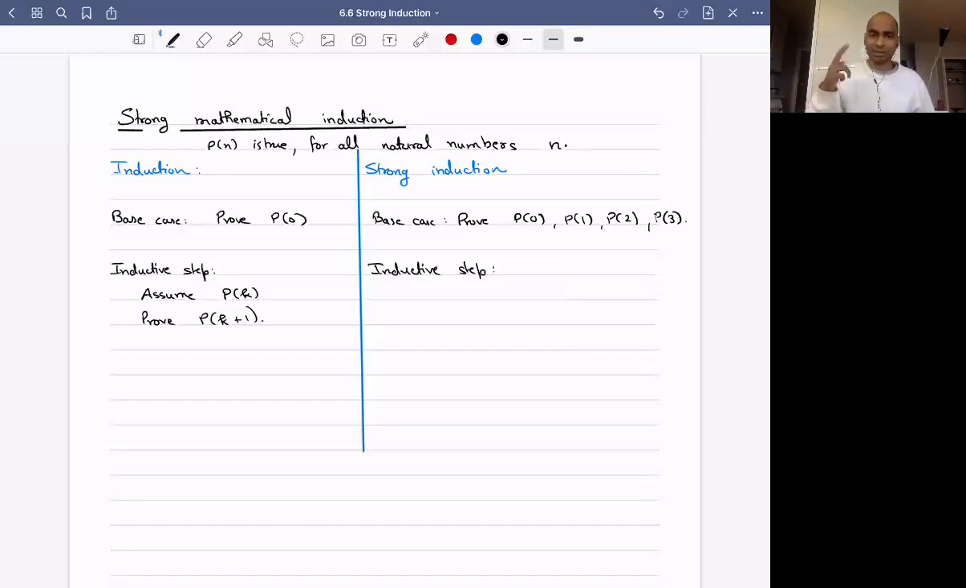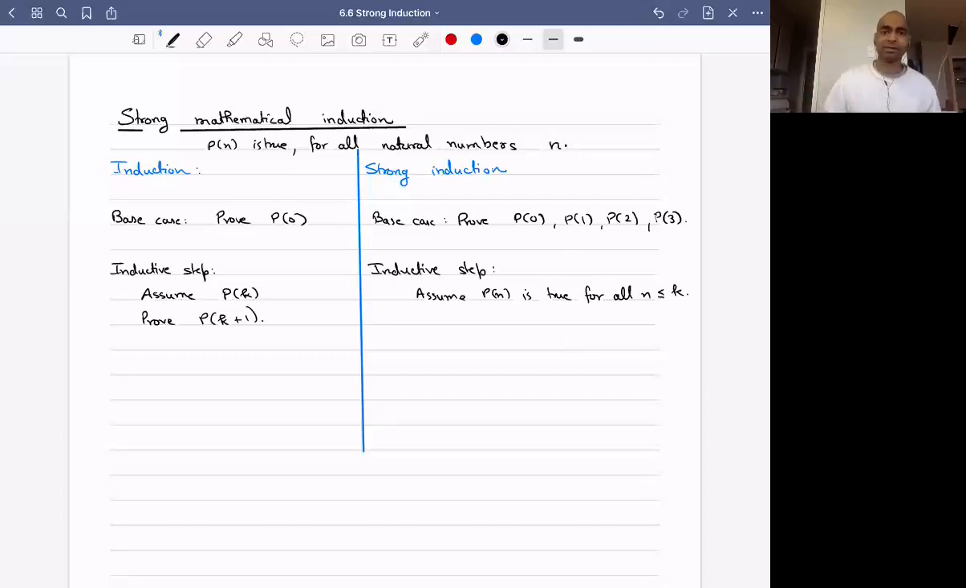And then for the inductive step, here's the second twist. Instead of assuming Pk is true, you assume Pn is true for all n less than or equal to k. This is very, very important. This is the thing that makes this strong induction. The base case changing is actually not that subtle. Like, okay, you did P0, P1, P2, P3, and then you did the inductive step. That's fine. You just did from P3 to P4 by inductive step, then P4 to P5. That's not a big deal.